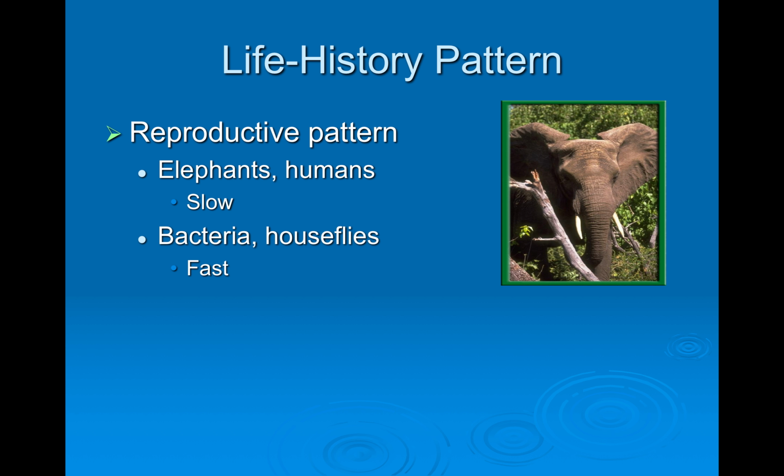Okay. The other life history pattern is fast reproductive pattern, and this is what we see in bacteria, houseflies, and our yeast that we're doing in lab. So their concept is to have a lot of offspring, hundreds, thousands of offspring. And they're not going to take care of them. It's kind of like they lay their eggs and say, good luck. I hope you make it.